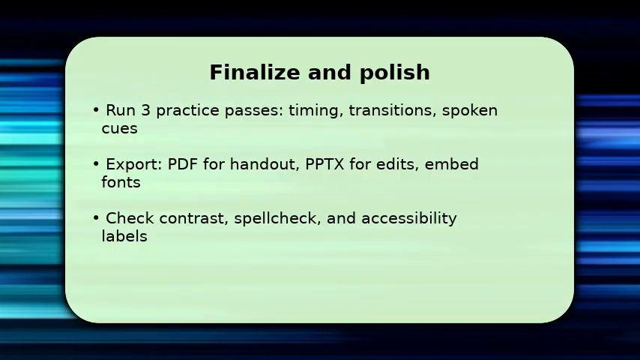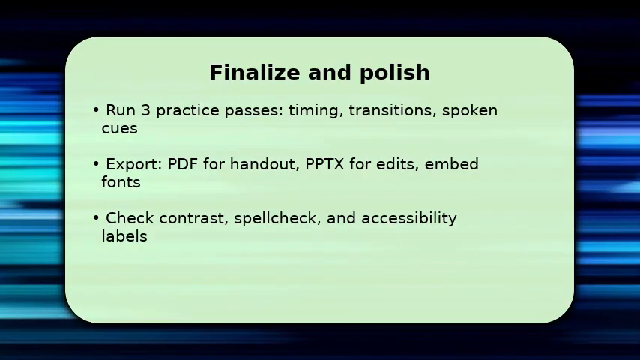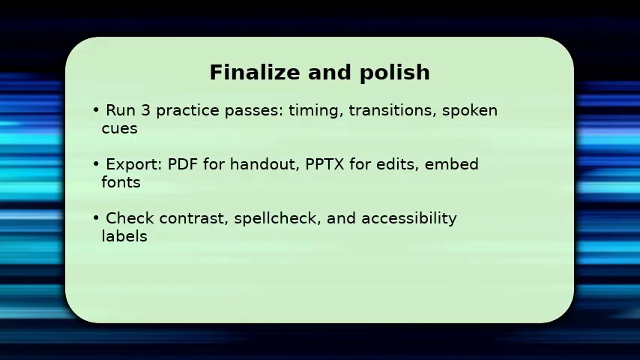Finally, check contrast ratios, run spell check, and add accessibility labels to images. If something goes wrong, retrace the last change, restore the previous file version, and retest the rehearsal run to isolate the issue.